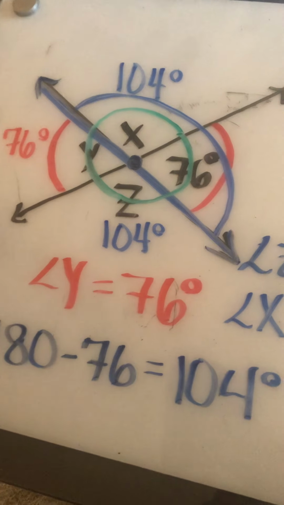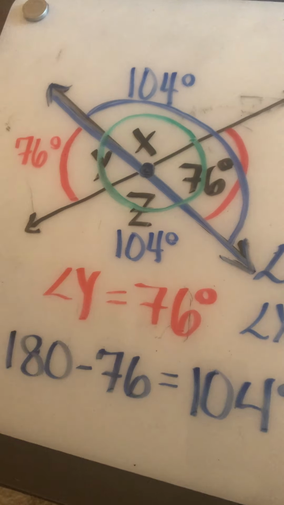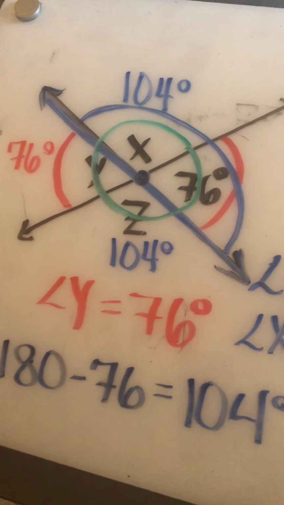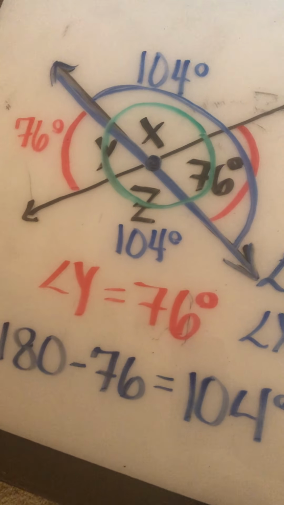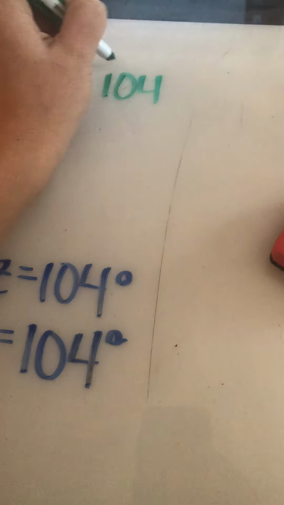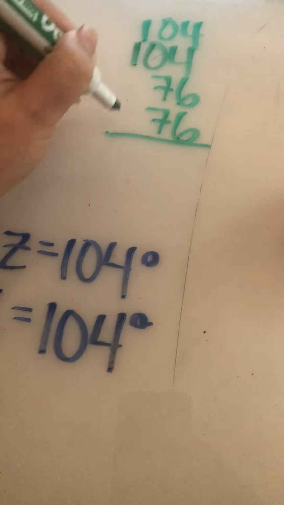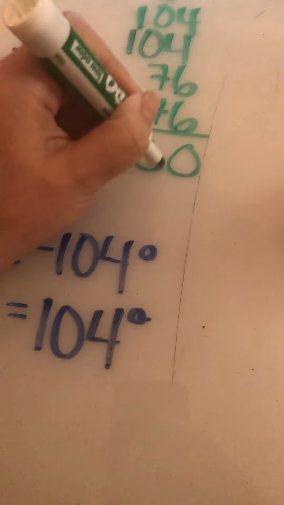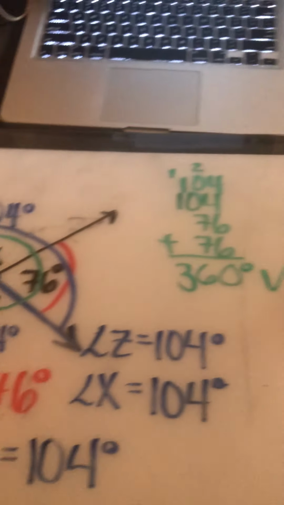And in a circle, we should all know that a circle is made up of 360 degrees, right? So if all four angles add to 360 degrees, I know I'm correct. That's just an additional check you can always do to make sure you did your calculations correctly. So we would do on the side, okay, 104, 104, 76, and 76. Add them up and make sure that they equal 360 degrees, and they do, so I know I'm correct.